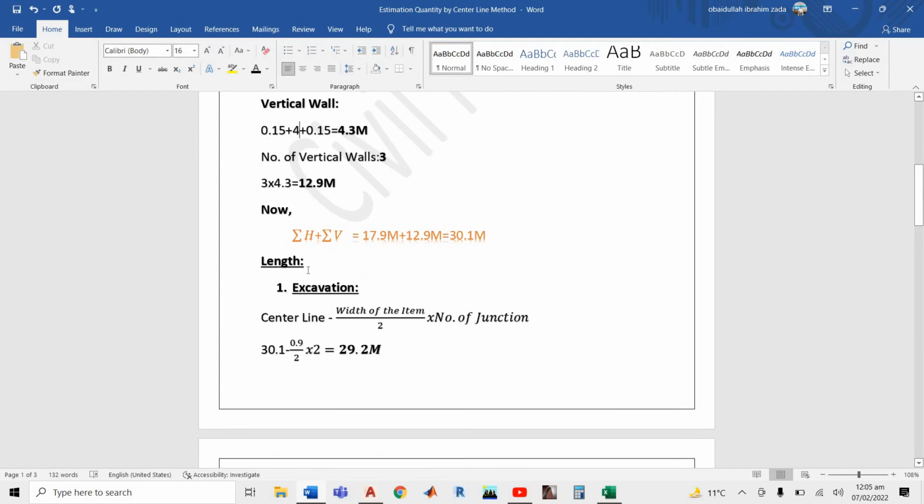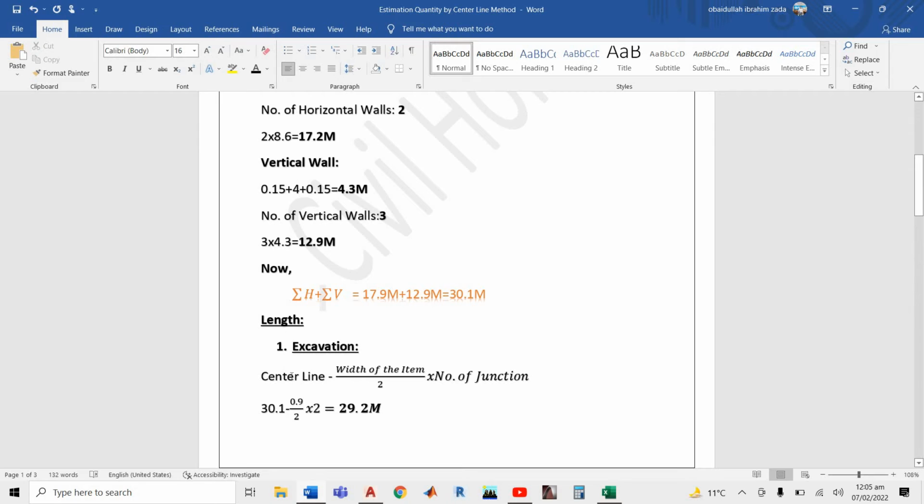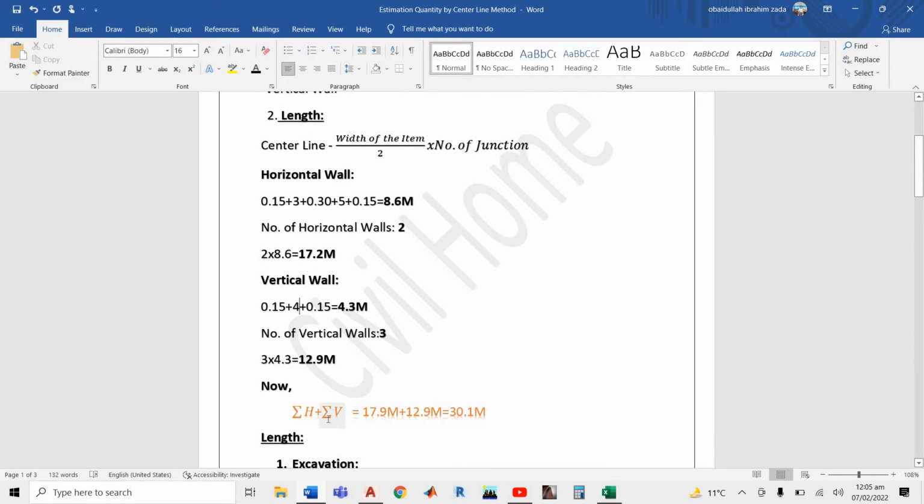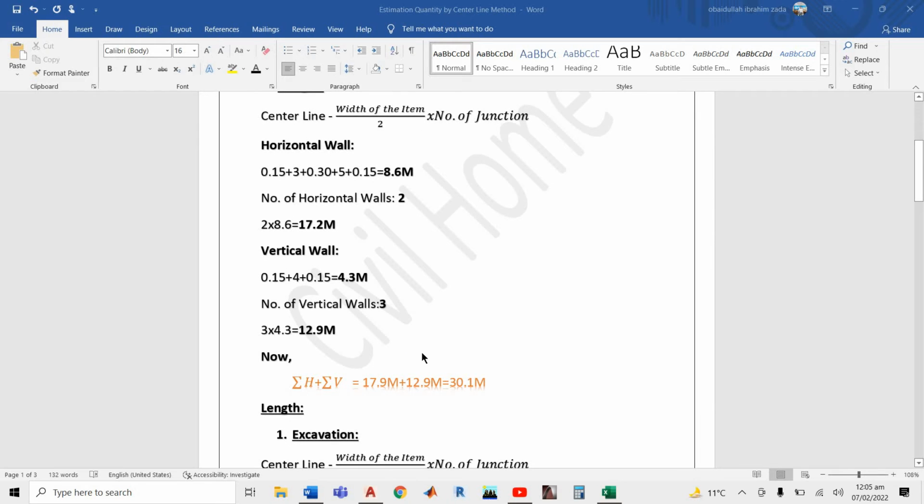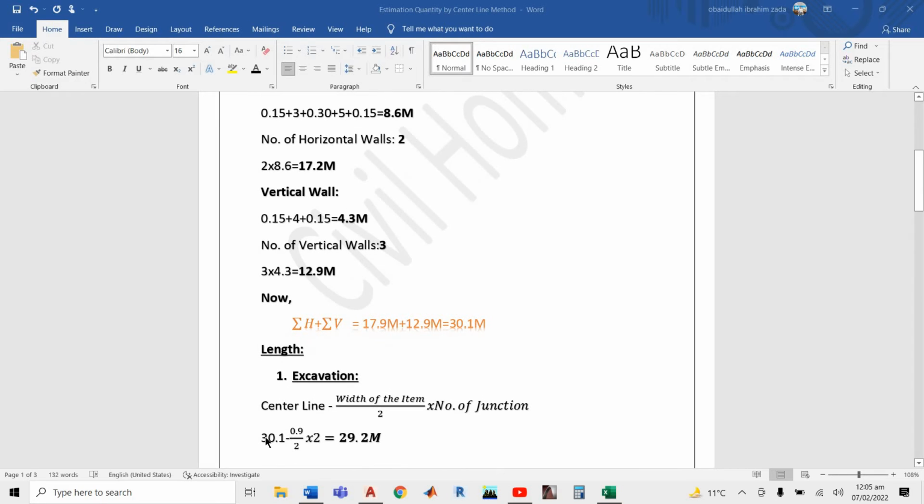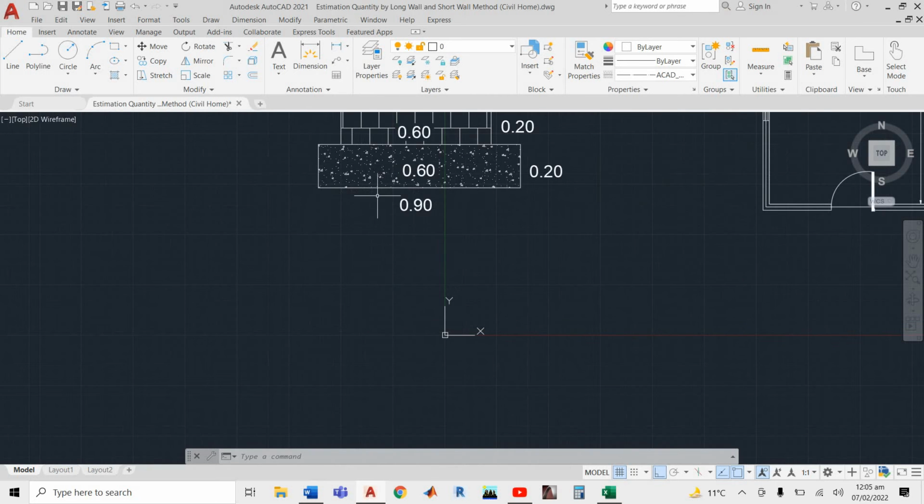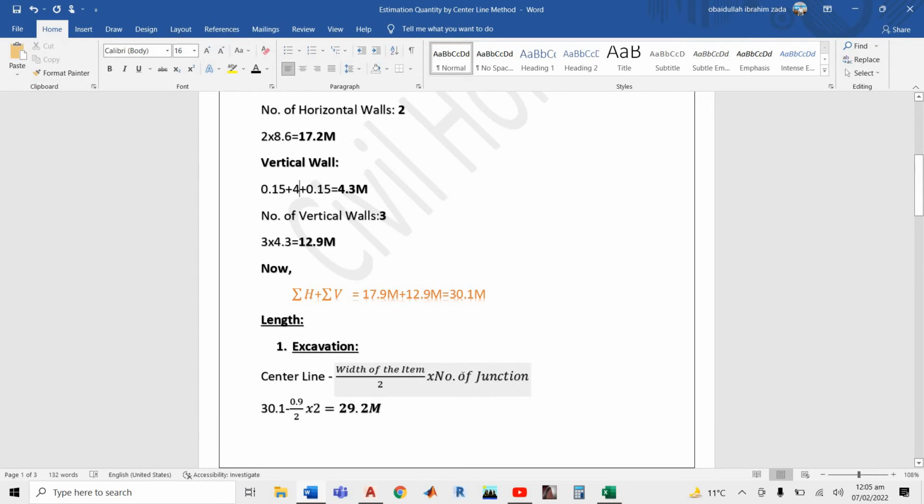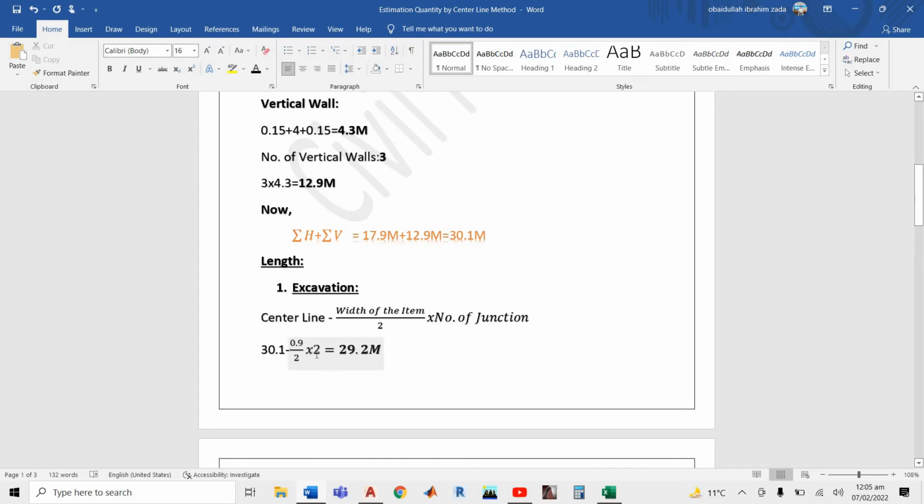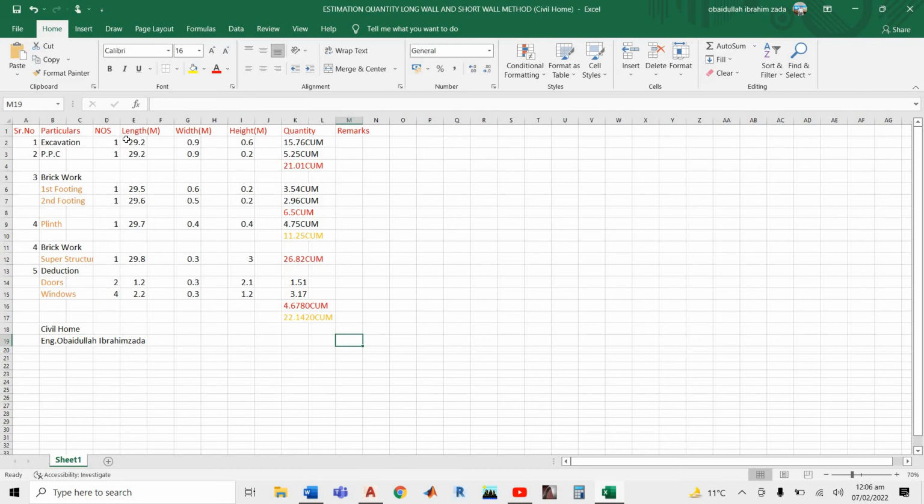Length for excavation, how can we find it? The center line, how much does the center line come to? Sum of horizontal wall plus vertical wall. Now you know how we can calculate the horizontal wall and vertical wall. It comes to 13.1. So 13.1 minus the width of the item. What is the width of excavation? Width of excavation is 0.9, divided by 2, multiplied by the number of junctions. How many junctions do we have? We have just 2 junctions. It became 29.2 meter. So we found the length of excavation, 29.2.